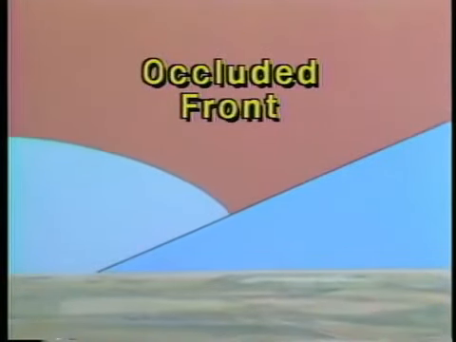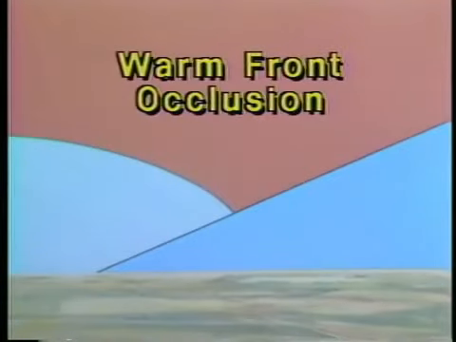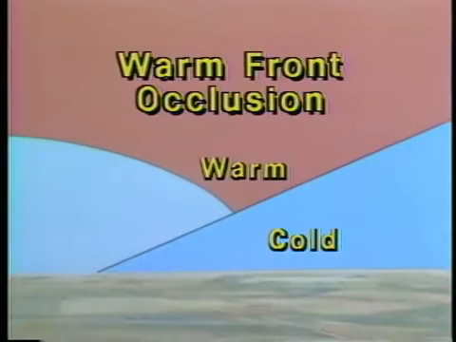In this case, a fast-moving cold front is overtaking a slower-moving warm front. There are two types of occluded fronts. The one shown here is a warm front occlusion because the air ahead of the warm front is colder than the overtaking cool air mass. Of the two types of occlusions, this one produces the more severe weather.